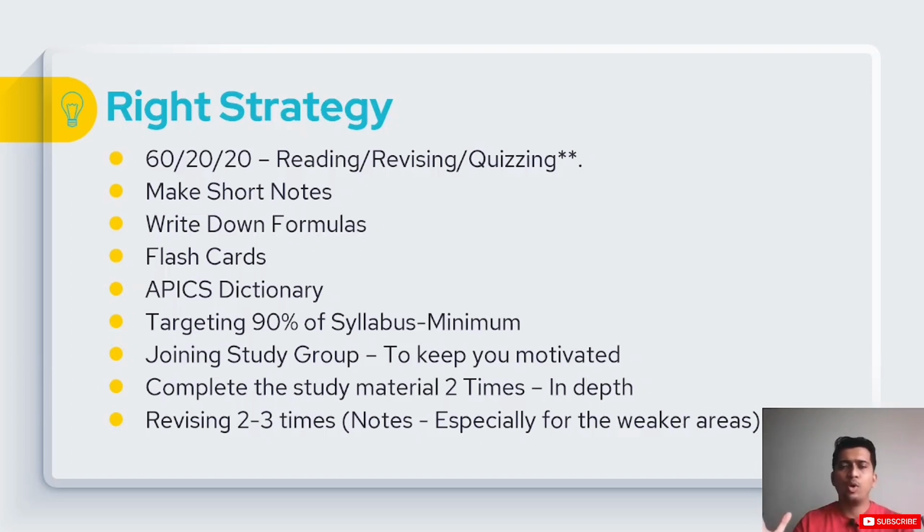Suppose you are going to give 1 year for part 1. In the first 9 months, you plan for completing the study materials twice in depth, and 3 months before the exam I'd start revising. Spend some time for revision and quizzes as well.